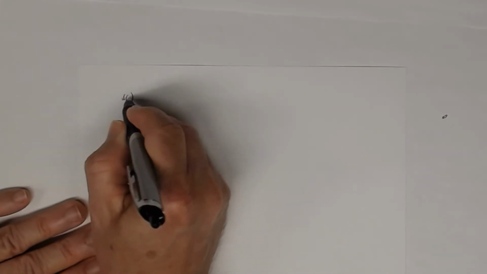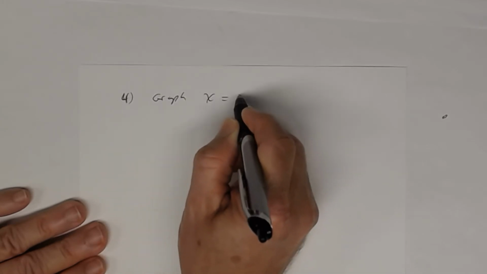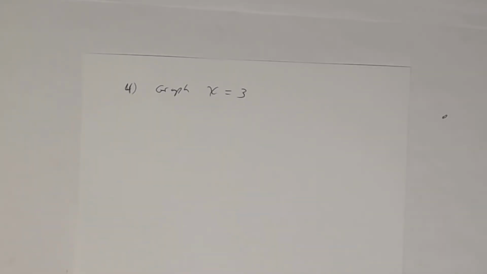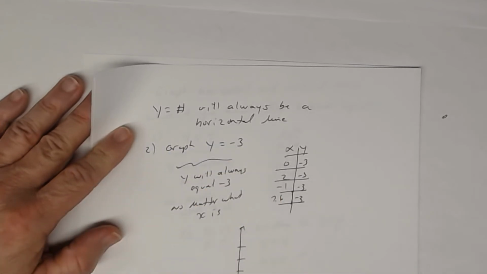Okay, now what about this? What if you had this? So this would be number 4. Graph x equals 3. Well, we know that y equals a number is a horizontal line, right? Y equals a number is a horizontal line.